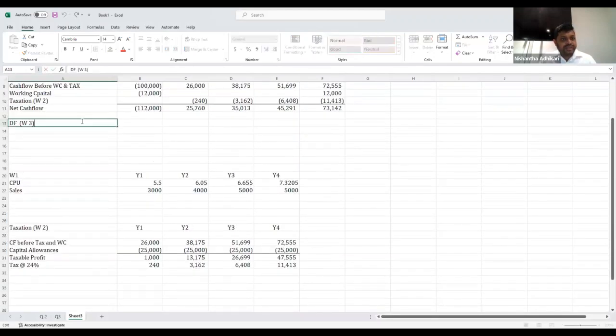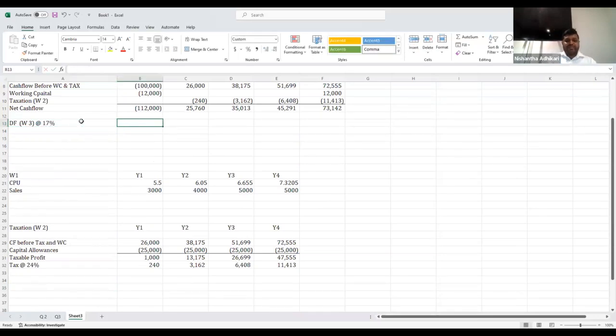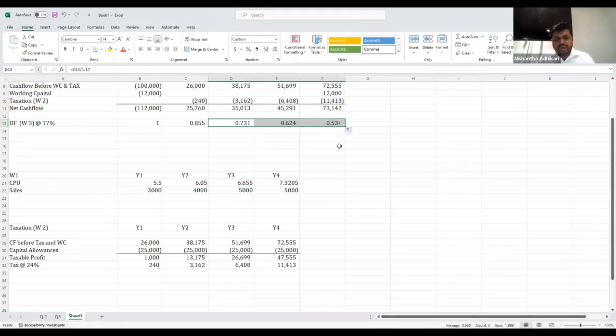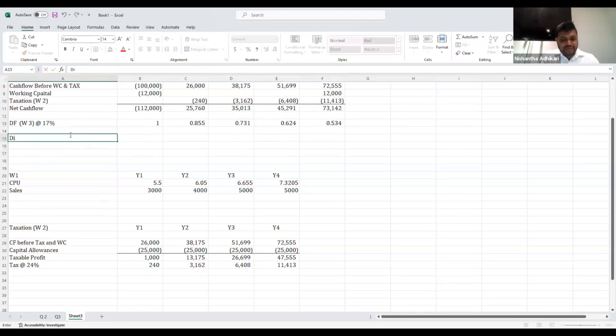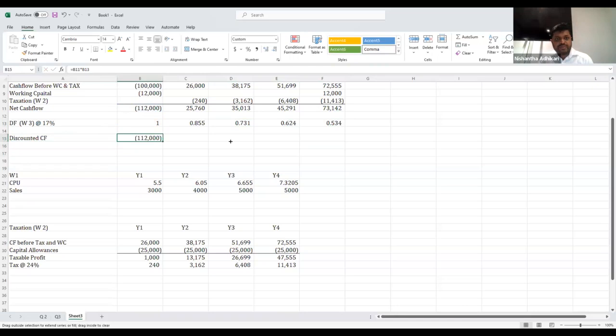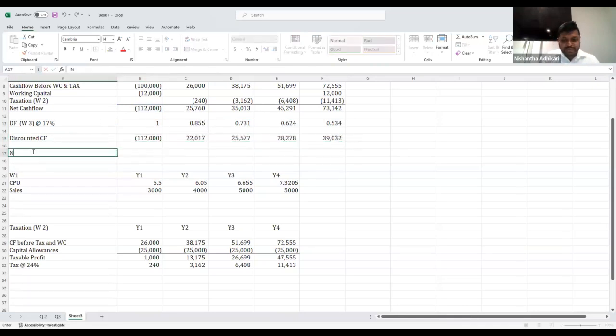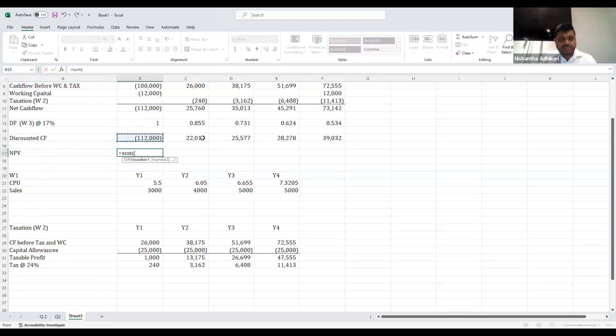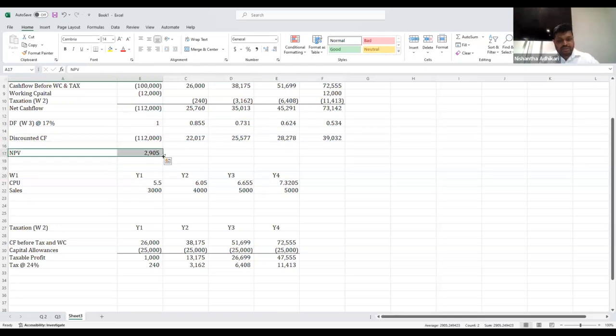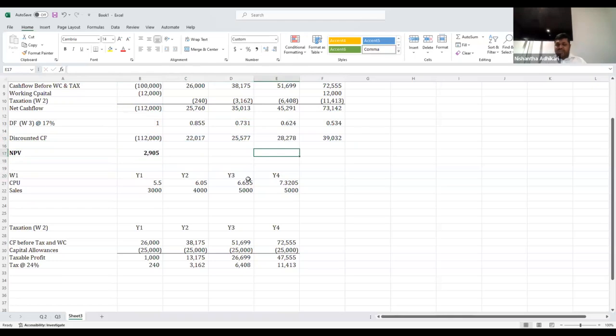Therefore, I will take the discount factor at 17%. Here it will be 1, then 1 divided by 1.17. Then here divided by 1.17. Right. Now we can calculate discounted cash flows. If you calculate NPV, it is very easy. Sum. NPV is 2905. That is the answer required by the illustration.